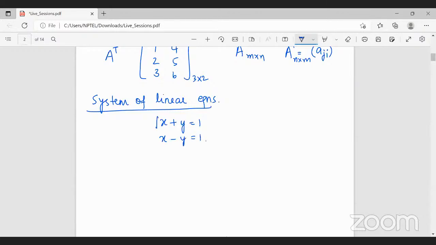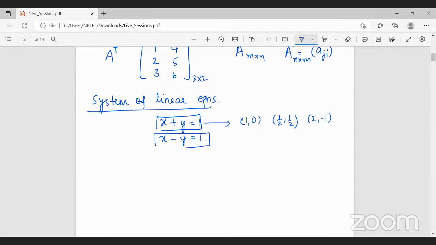Now, if I want to look at this equation separately, can you tell me a set of points which satisfies this equation? 1, 0. 1 by 2, 1 by 2. 0, 1. 2, minus 1. Right. So you've already given so many solutions, if I just consider this one equation.